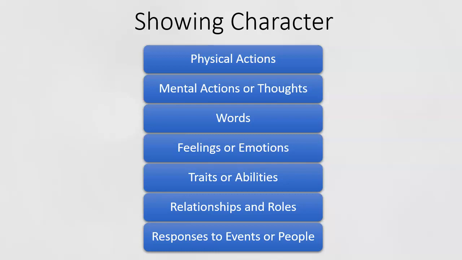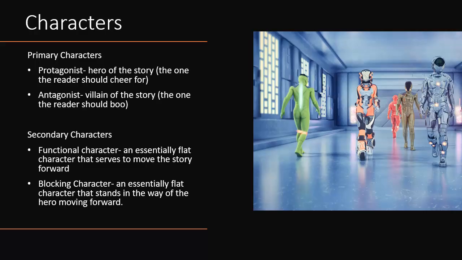There are other ways that character can be shown, through physical actions, sometimes mental actions or thoughts that are recorded. You can tell character from the words that your person says, or the feelings or the emotions that he displays. You can see character in the traits or abilities that they have. If they are a good warrior, or if they are a good administrator, then they have skills that you want to note. The way that they relate to others and the relationships that they maintain and the roles that they play in those relationships all tell you about the character of the person. And then watch in the way that they respond to people, in the way that they respond to events. All of that will tell you about the character, whether that character is the protagonist or whether the character is the antagonist.